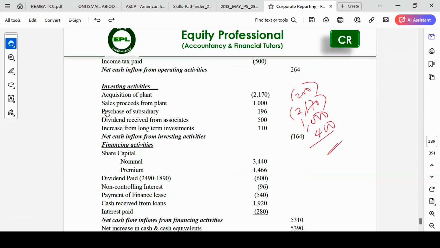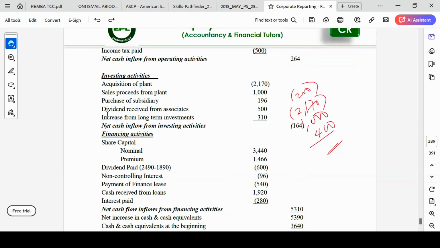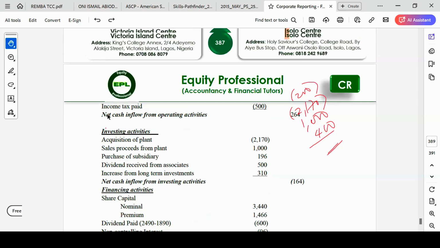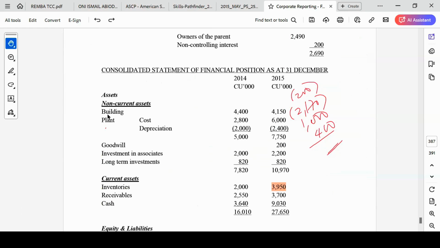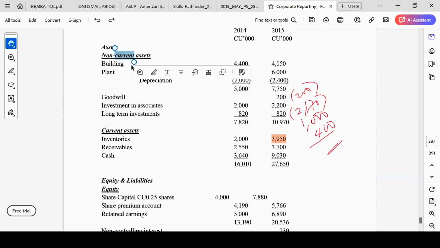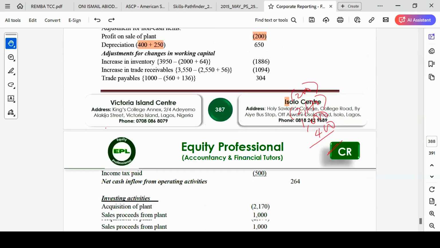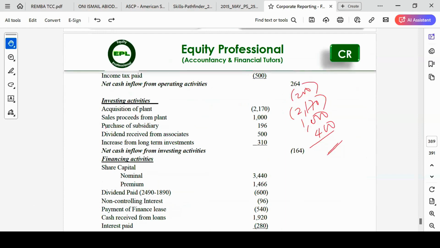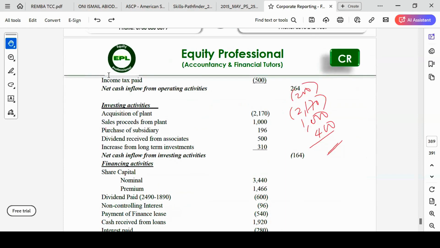Dividend received. Okay, investing activities now. I've told you that anything you want to put here, just go back. If you are confused, go back to your current asset. Did you do anything here? We didn't do anything here. So the only thing that will feature here is depreciation of the building, which we would have put as an add back under operating activity. Did we do anything here? Okay, we had an acquisition, we had a disposal. You will see that that's what you have there: acquisition of plant, sale proceeds from plant.